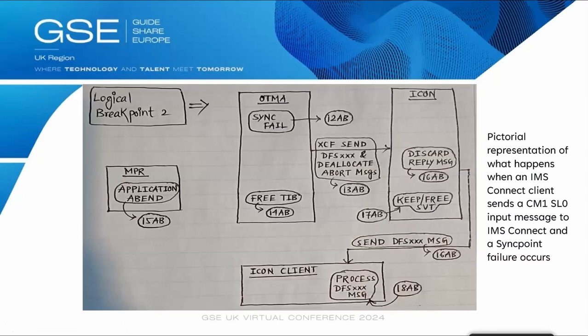So this image is a pictorial representation of what happens when an IMS Connect client sends a CM1 SL0 input message to IMS Connect, but this time a sync point failure occurs. So we have taken a look at both the cases, right? CM1 SL0 input message, both the cases of a sync point completing successfully and a sync point failure.